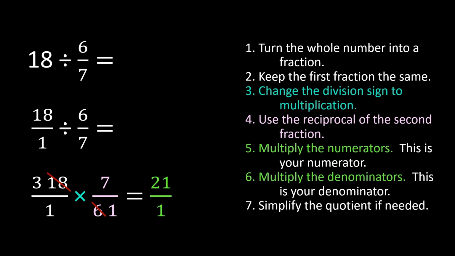From here, you need to ask yourself, can we simplify our quotient? Well, we have 21 over 1, and a number over 1 is just a whole number. So 21 over 1 is equal to 21.